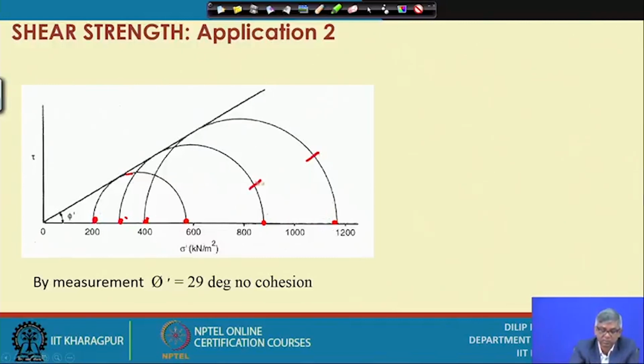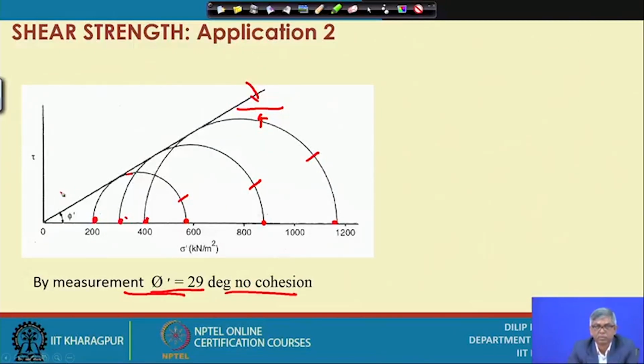So, these are circles 1, 2 and 3, and if you draw a common tangent through all three circles, we can see that it passes through the origin, and we get an inclination. That angle we can directly read from the graph. Since it is a drained test, whatever soil parameter we get is called the drained test parameter. So, we have to use phi dash. Phi dash is 29 degrees, and cohesion, since there is no intercept, is 0.